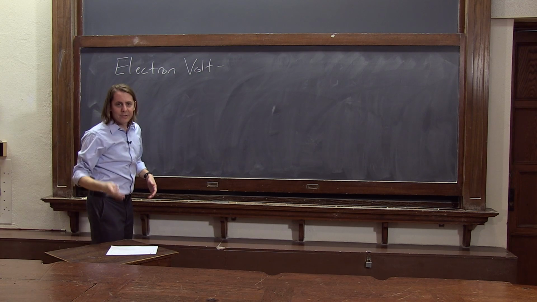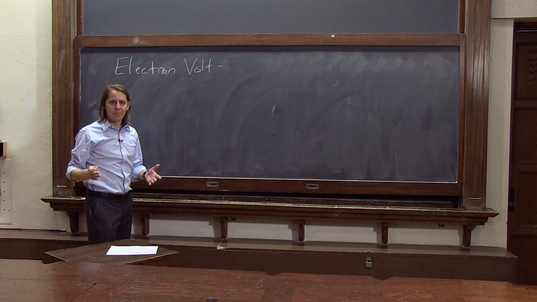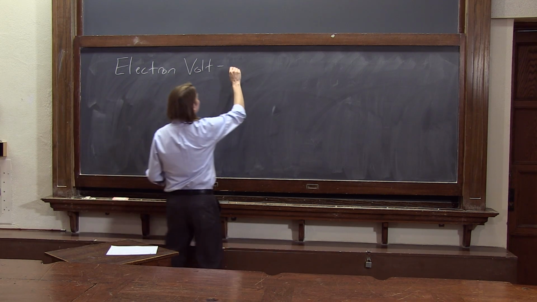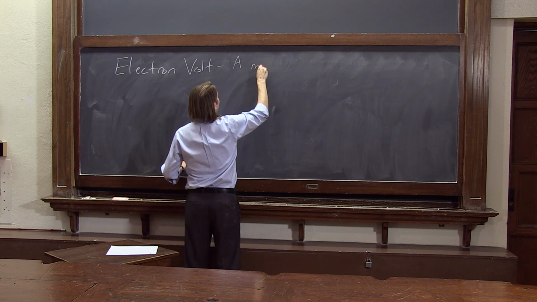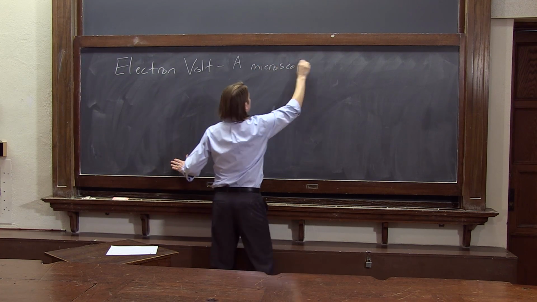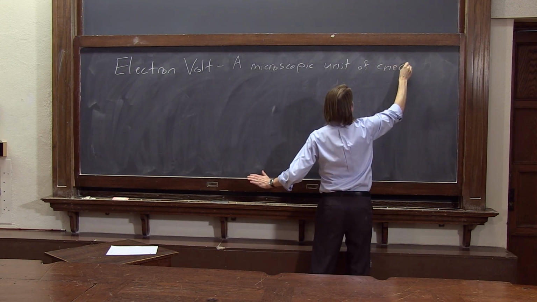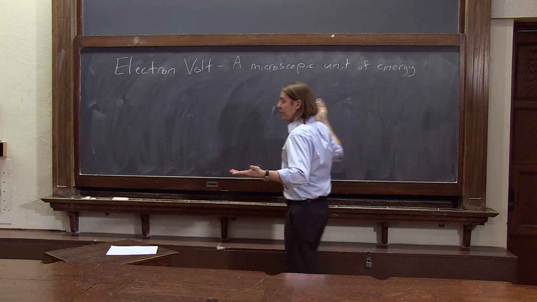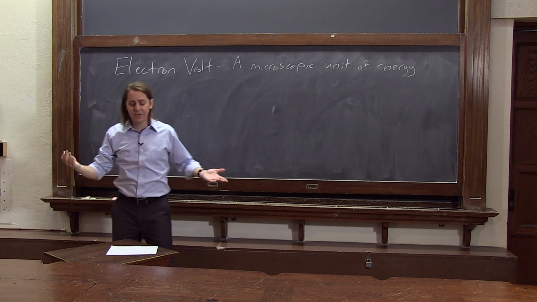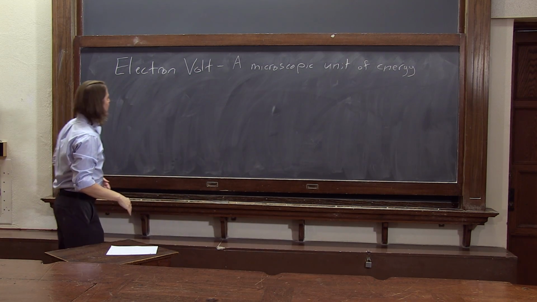The electron volt is confusing because it's so simple. That's what I'm going to have to explain to you. Its definition is simply a microscopic unit of energy, just like a joule. A joule is the macroscopic unit of energy. Electron volt is a microscopic unit.